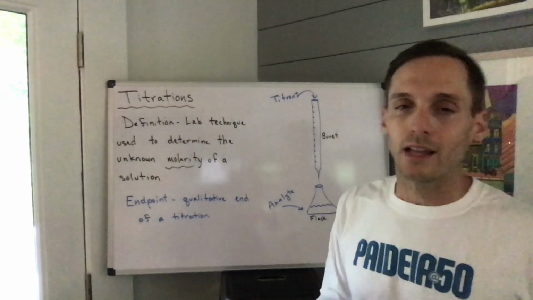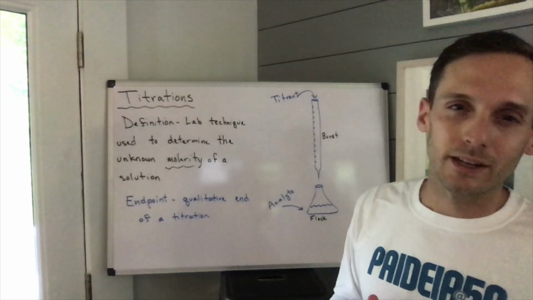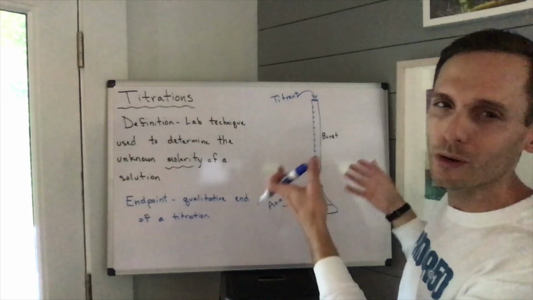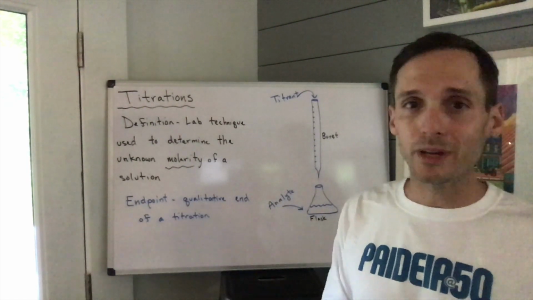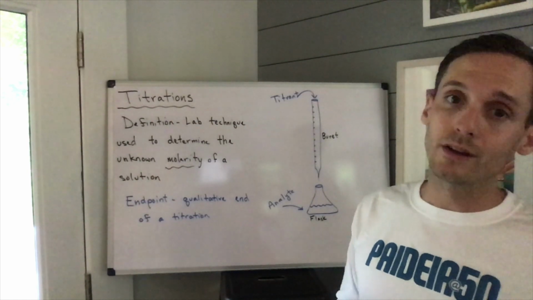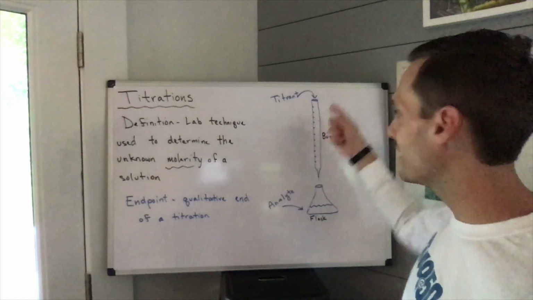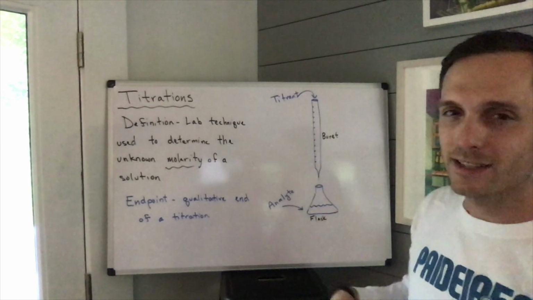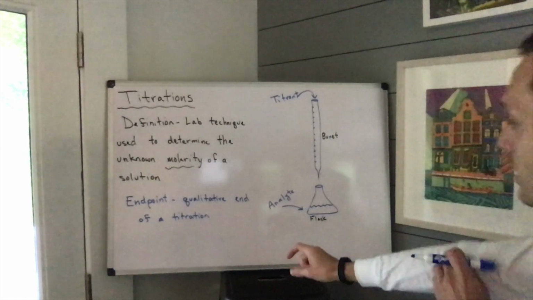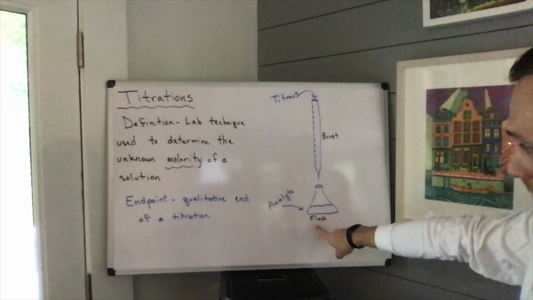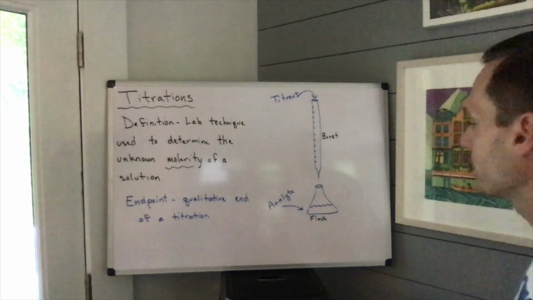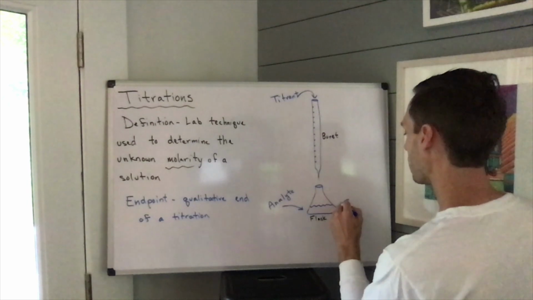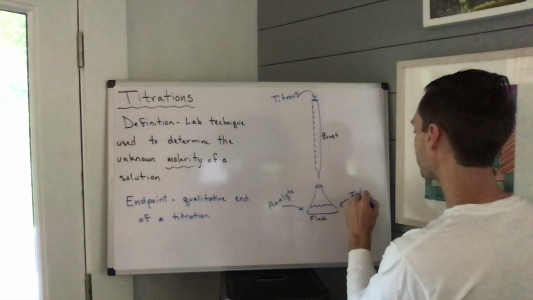Now, a lot of people say the known molarity solution has to go in the burette or has to go in the flask. It doesn't really matter. You can put the known or unknown molarity solution in either the burette or the flask. It really doesn't matter. But in the analyte, we will also put another very important component. We will also put what's called an indicator.